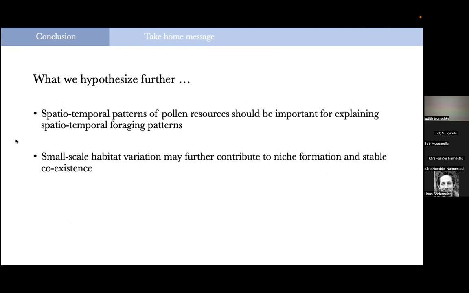And what we hypothesize and investigate in the future is then the spatiotemporal patterns of resource availability, which should also explain the distribution of foraging worker bees, and also the role of small-scale habitat variation and separation into different floral communities at similar elevation belts.